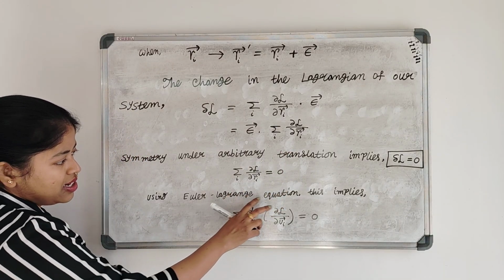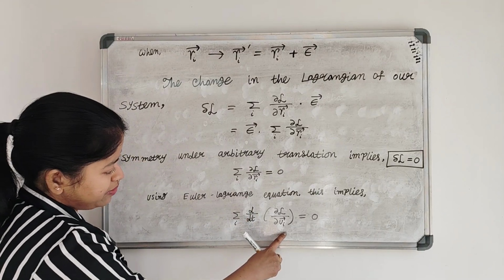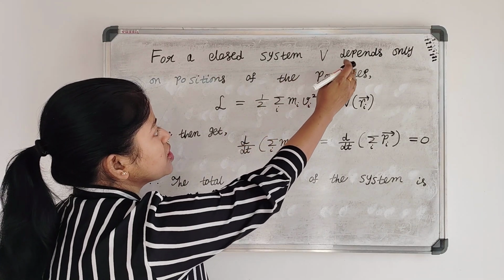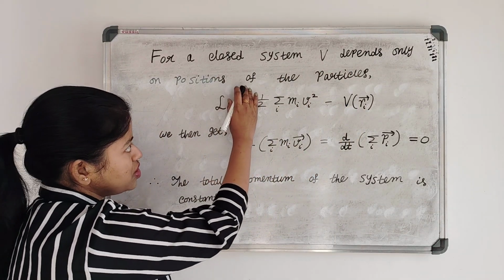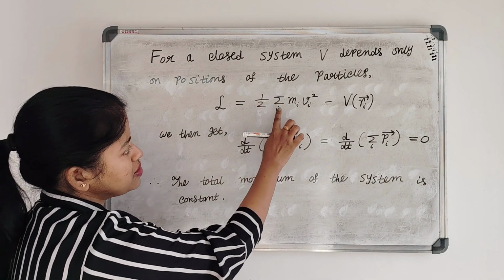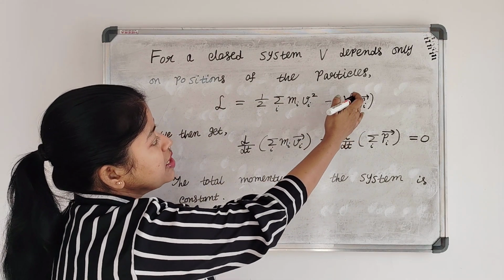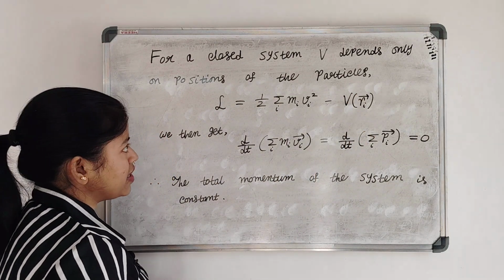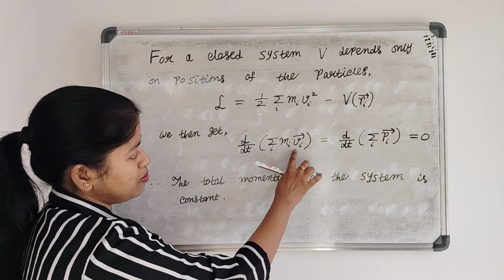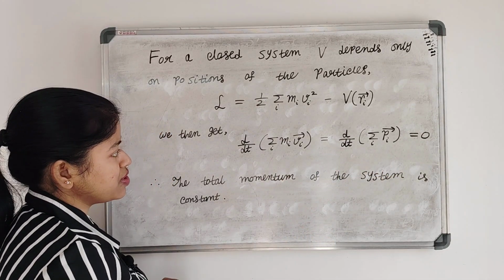Using the Euler-Lagrange equation, this implies d/dt of del L by del Vi is equal to 0. Now for a closed system, the potential energy V depends only on the position of the particles. So the Lagrangian L is equal to half the summation over i of mi Vi squared, that is the kinetic energy, minus V, which is a function of Ri. We then get d/dt of the summation over i of mi Vi, which is d/dt of the summation over i of Pi, equal to 0.